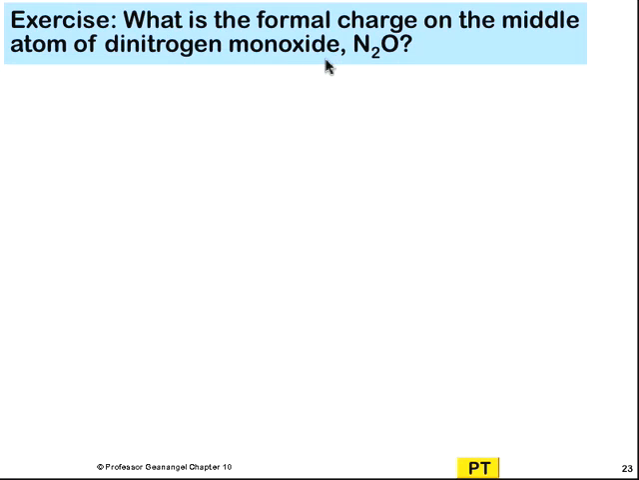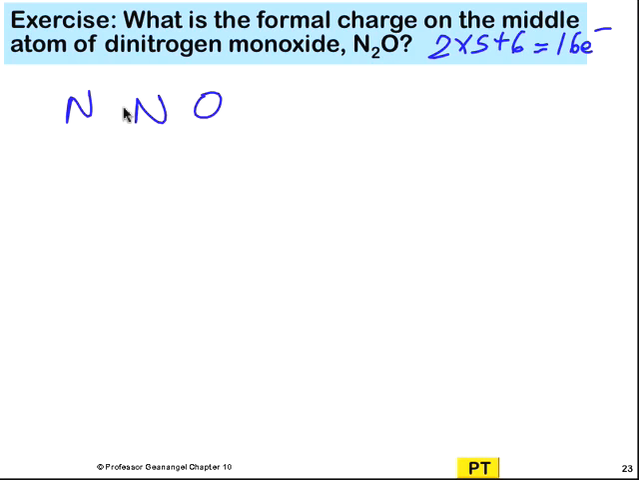What's the formal charge on the middle atom of dinitrogen monoxide? If you can do this one, you could probably do any one that we're likely to encounter. So N2O has how many valence electrons? 2 times 5 plus 6 is 16 electrons. And what will be the center atom? It's a trick. We did that the other day. Nitrogen has less electronegativity than oxygen, so one of the nitrogens is going to be the center atom, and one is going to be a terminal atom. So I'll put them here and here like this.